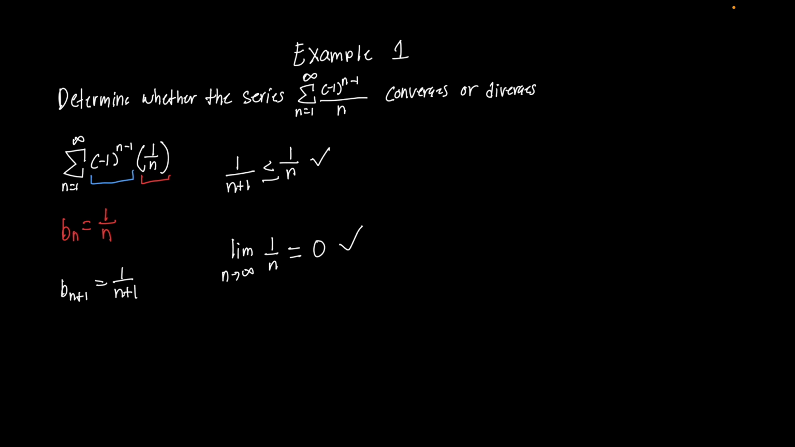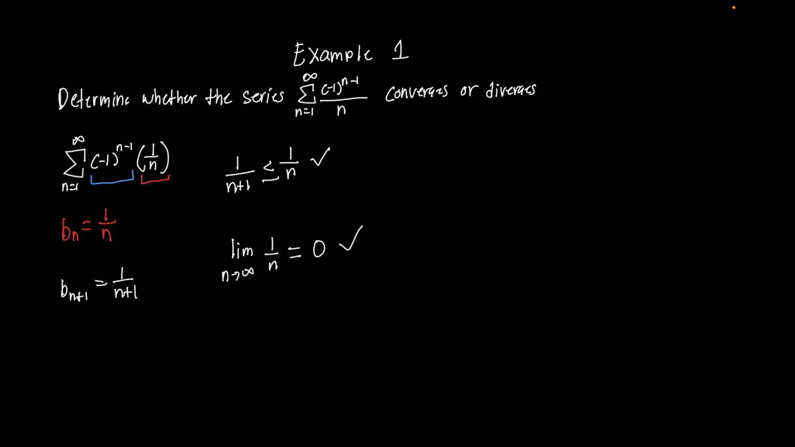Also, if you're confused about why this is greater, think about it: let's plug in 60. It's going to be 1 over 60 compared to 1 over 60 plus 1, so 1 over 61. Obviously, 1 over 60 is greater than 1 over 61. That's why we know that this condition is true.